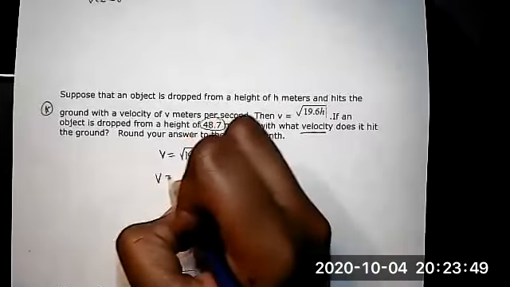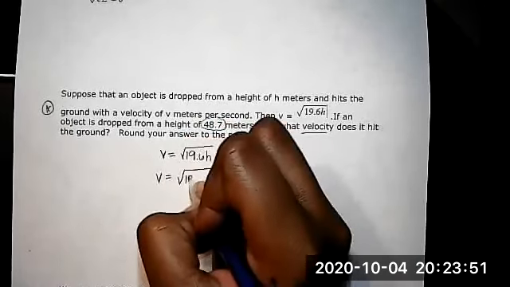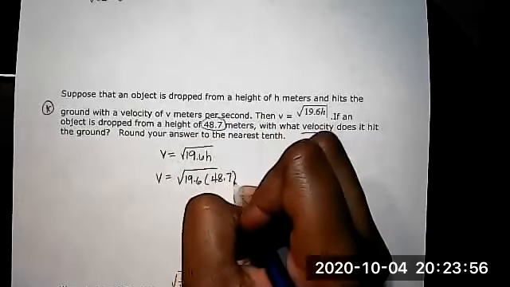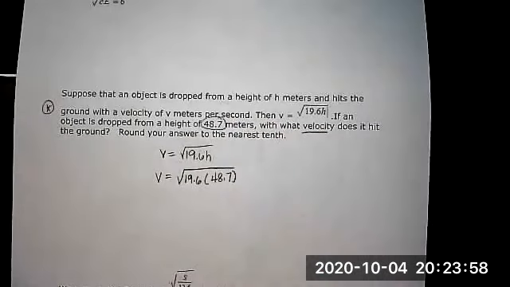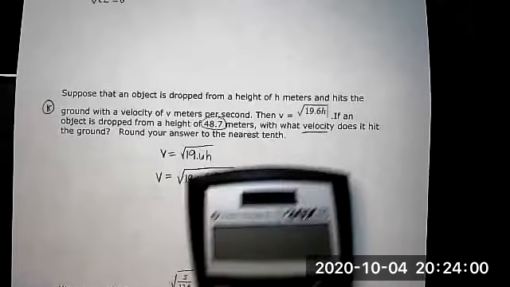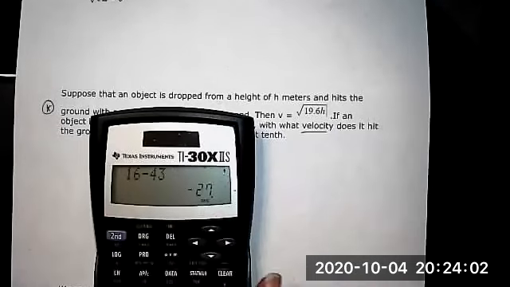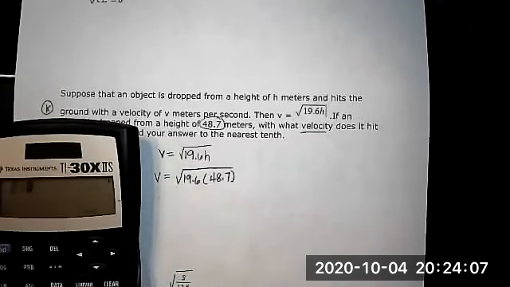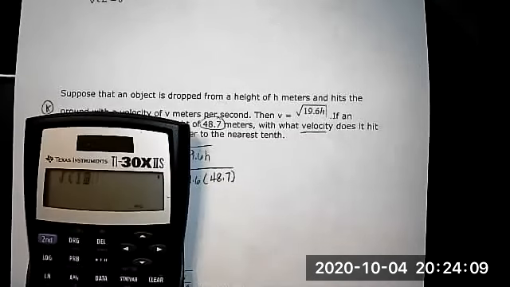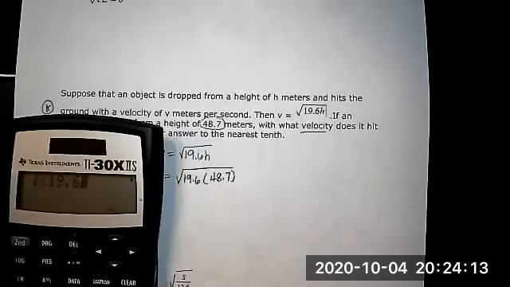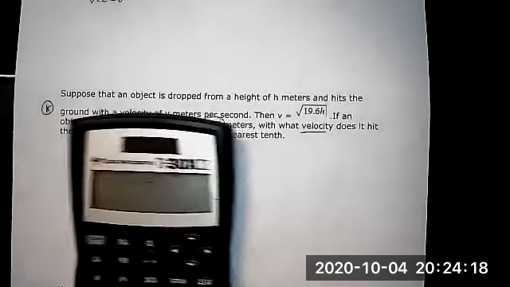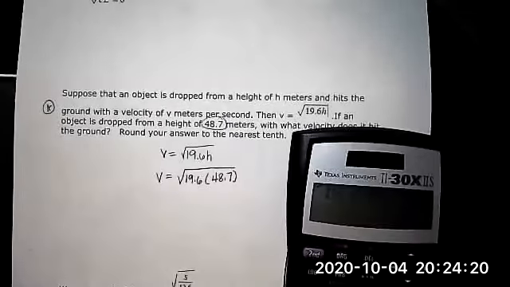So v equals the square root of 19.6, and we said the height is 48.7. All you're doing in your calculator is just putting that straight in, okay? So all you have to do is really read. So the square root of 19.6 times 48.7. That would be what you're looking at.